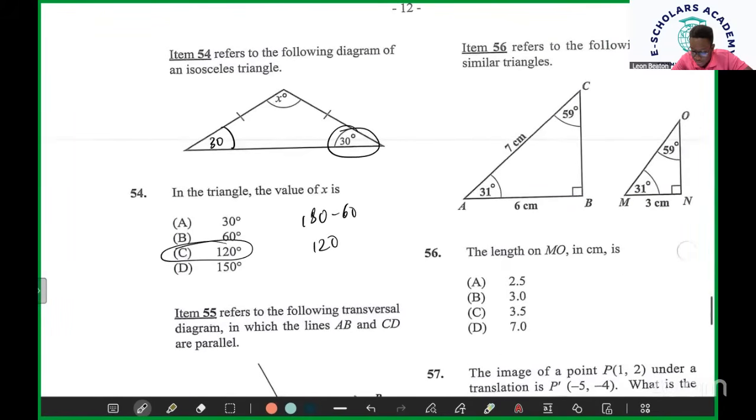The length MO in cm is MO. So if this is 6 and this is 3, that means we divide this by 2 to get the 3. That means we got to divide 7 by 2 to get MO, which is 3.5.